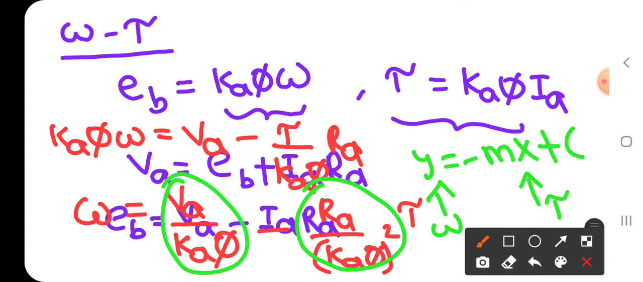Therefore when x is equal to 0, then y is equal to c. So x is equal to 0 in the sense when torque developed by the motor is 0, then I consider there is the maximum speed for the motor. That maximum speed is equal to Va by Ka phi. So this is a straight line which is not passing through the origin. Hence I draw the characteristics like this.